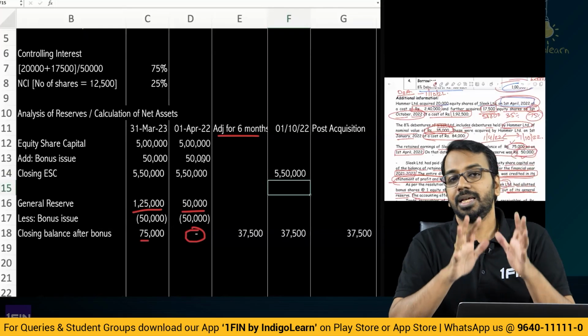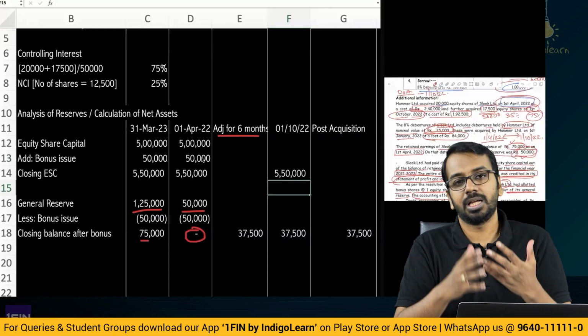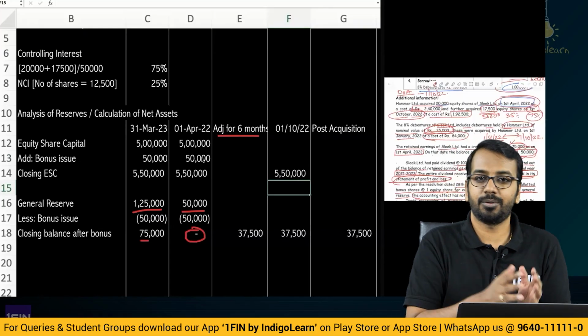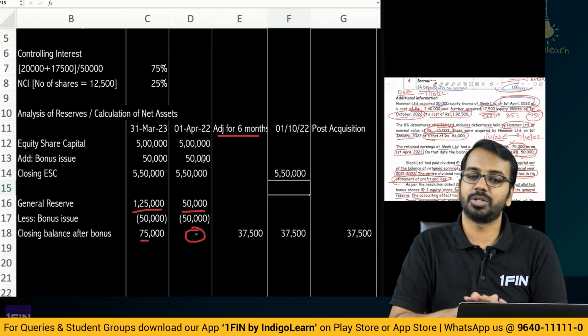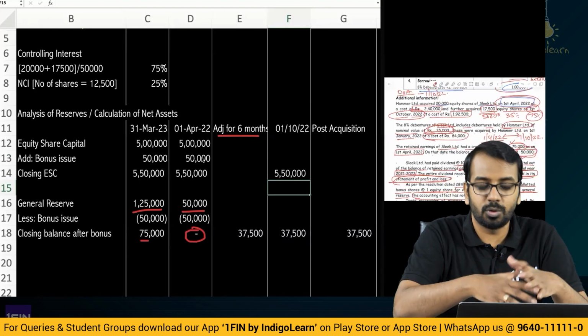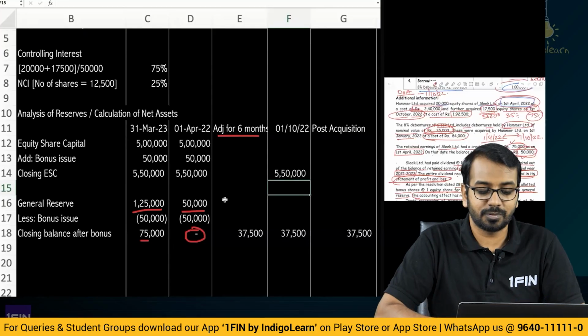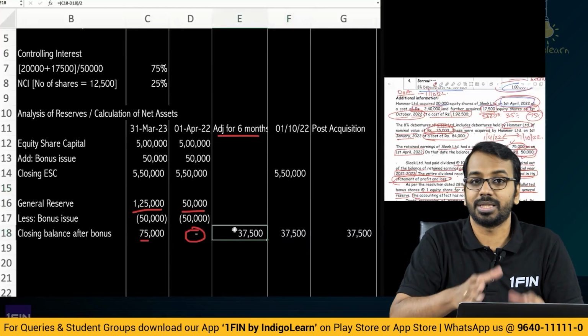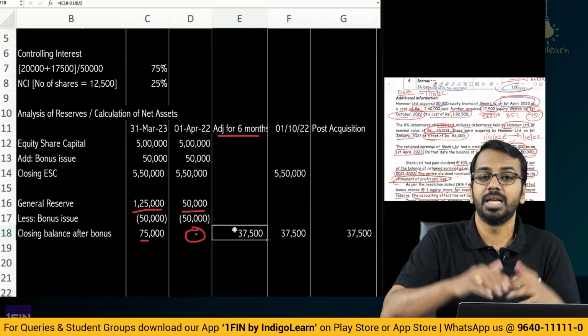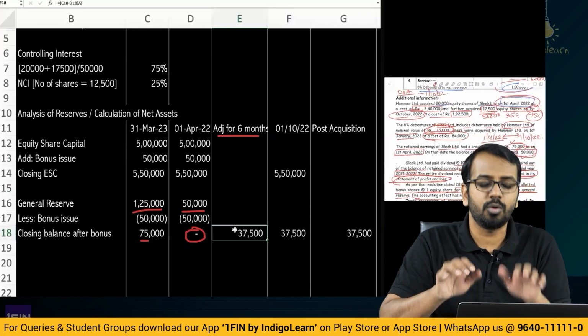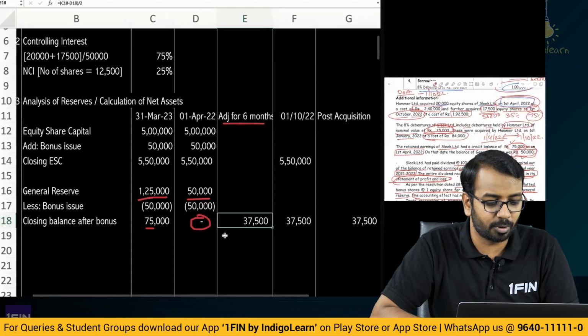because we have moved it from general reserve to the share capital. In real life, if a bonus issue is made out of pre-acquisition profit, there is no impact on goodwill or capital reserve calculation on the date of acquisition. So then why did we do all of this split? We did all of this because we had to split for 6 months. Okay, that is why we have done this adjustment. Otherwise, for a bonus issue made out of pre-acquisition, even if you don't do any adjustment, there is no problem, right? So that is about general reserve.